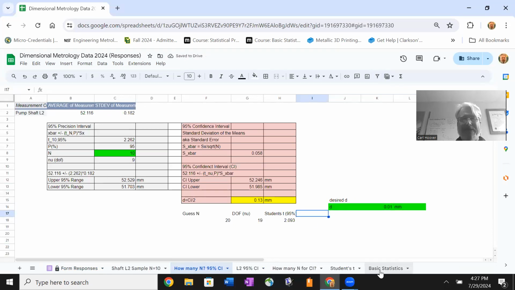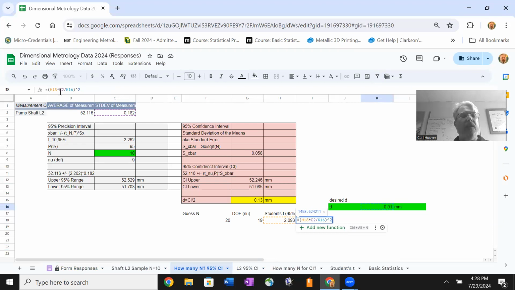And then our sample size we can approximate as T times standard deviation divided by D and all squared. So we can see what we get from that. So let's take the T that we have here, multiply by our standard deviation, which is right up here, and then divide by our D right here. And then we square that.